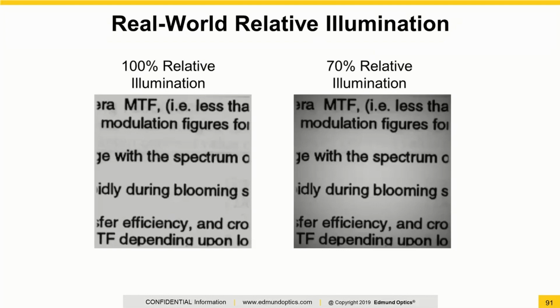So it's important to know that if relative illumination is important for your application, look at that curve and make sure that you're going to be getting out what you want, so that you know that your image is going to be equally bright across the system or across the field if it's required.